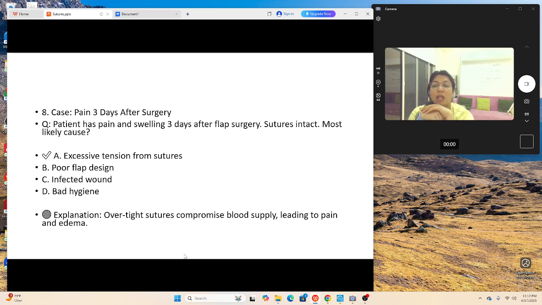Infected wound. Again, there is no mention of pus, so I'm going to let go the infected wound. Bad hygiene, but again the question doesn't mention anything about the patient's hygiene. So I have to go with the option of excessive tension from sutures. Yes, the other options can be correct, but then my question should have explained something in the scenario about the patient's oral hygiene, pus formation like we had in one of the previous questions, or something about flaps. But if nothing is mentioned, it has to be assumed that all those three things are taken care of. So then the only answer that remains is excessive tension from sutures. So overtight sutures compromise blood supply leading to pain and edema.